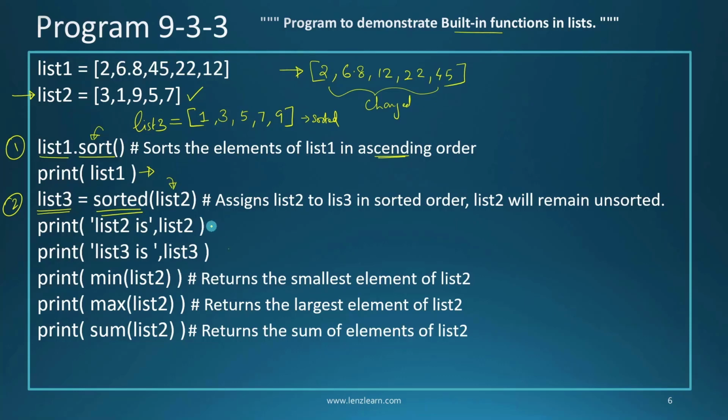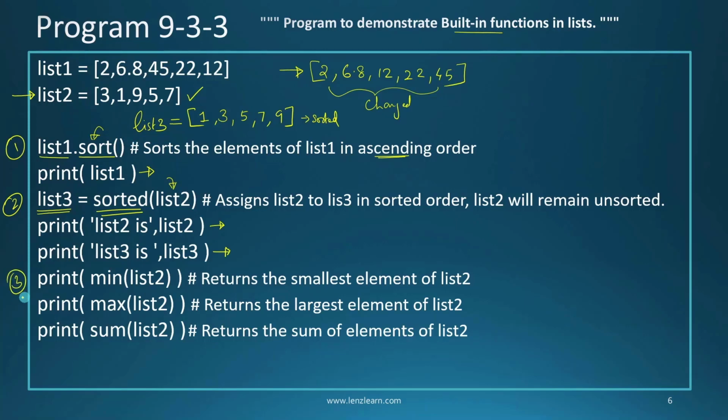Now after you sort, if you print list 2, you will get the result 3, 1, 9, 5, 7, and after that if you print list 3, you will get 1, 3, 5, 7, 9. So we didn't change list 2, we sorted it and wrote it to a new list, list 3. So based on your requirement inside the program, you can decide which sort function you have to use.